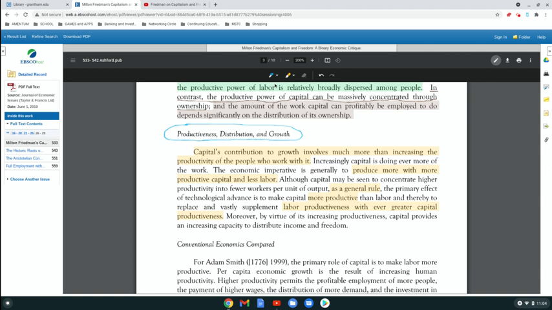So this section here, I want to be able to paraphrase, sum it up in one sentence. I don't know if there's a note section here. Capital's contribution to growth involves much more than increasing the productivity of the people who work with it. Productiveness, distribution, and growth. Produce more with more productive capital and less labor.